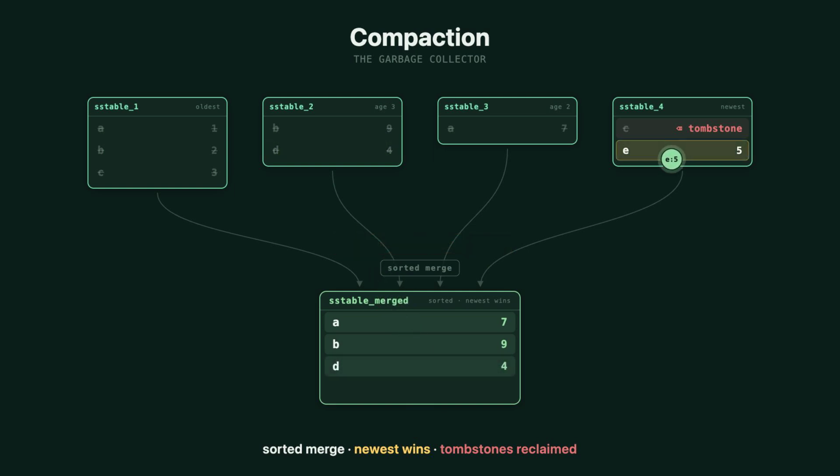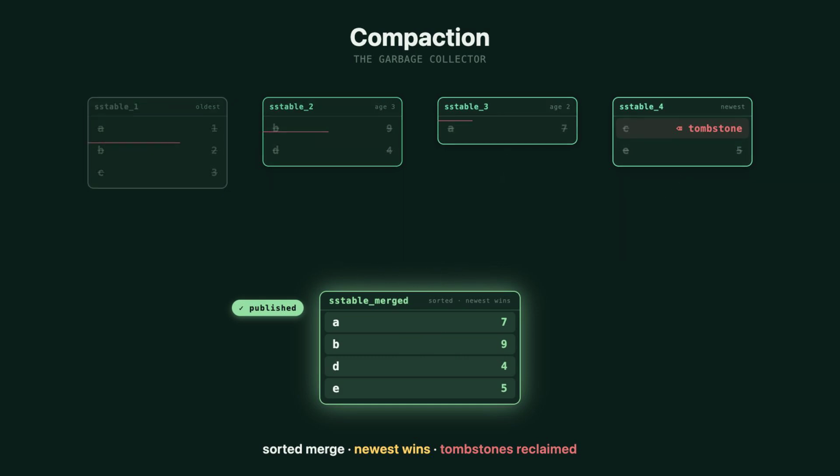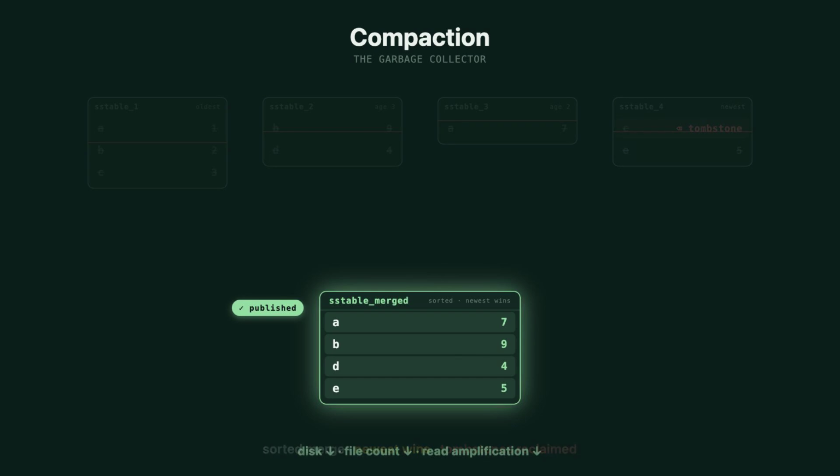When the merge finishes, the output SS table is published. The input SS tables are deleted. Disk usage goes down, file count goes down, and read amplification goes down with it.